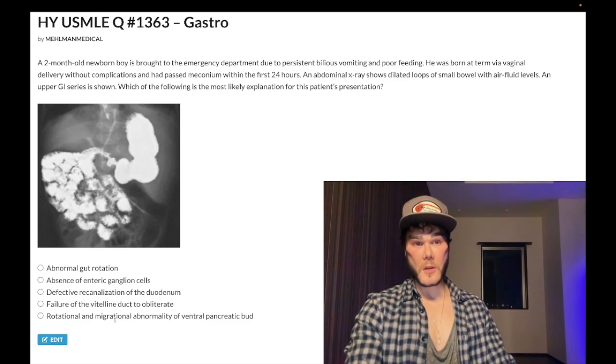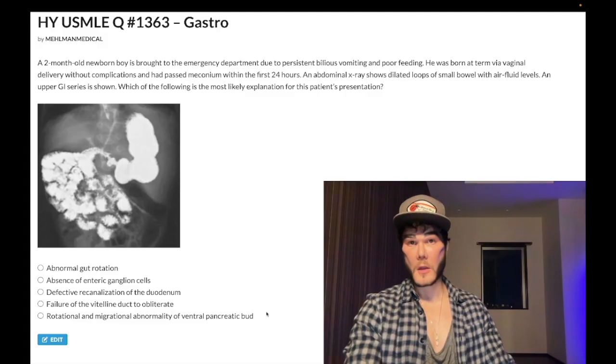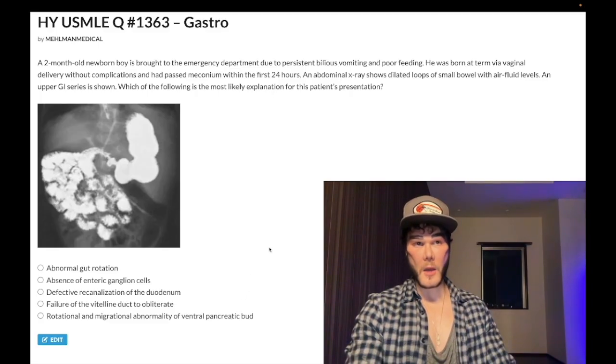Choice A, rotational, migrational abnormality of the ventral pancreatic bud. Verbose answer choice, me being an asshole, wrong answer. So this is obviously annular pancreas, and similar to duodenal atresia, you'd have a double bubble sign on abdominal x-ray. Wrong answer.